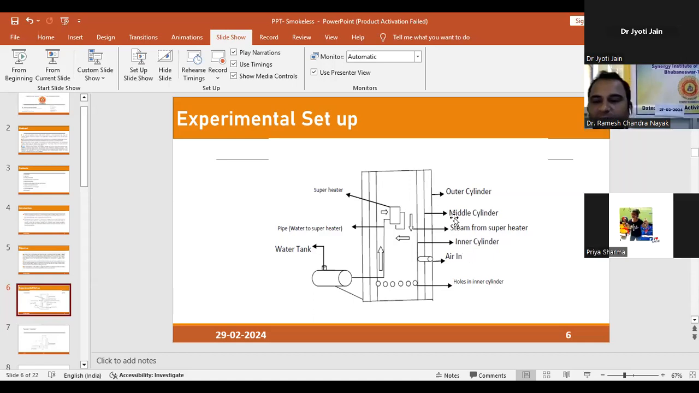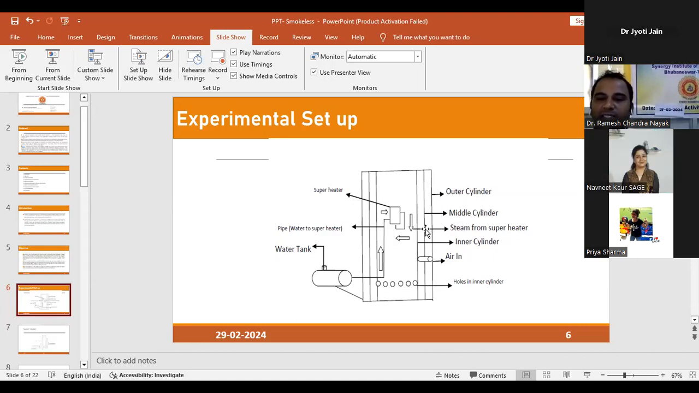So this is my experimental setup. It consists of 3 cylinders: one is the outer cylinder, the middle cylinder, and the inner cylinder. Between the middle cylinder and the outer cylinder, an insulating layer is provided. In our work, we have used glass wool as the insulating material, and inside the inner cylinder, a superheater is provided. The function of the superheater is to convert water to steam. So that is the uniqueness of our work.